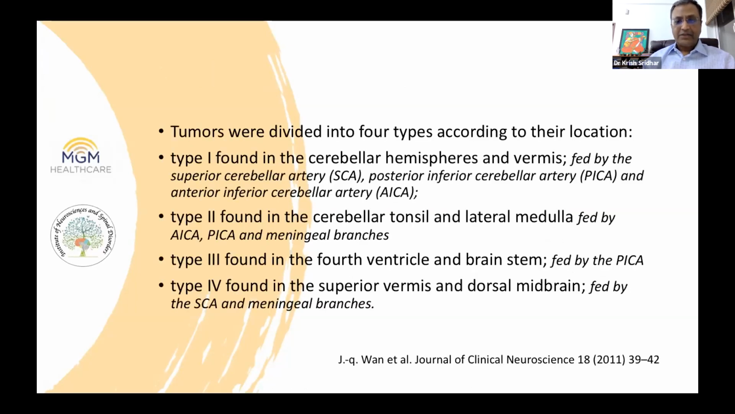Now, in 2011, Yan et al. from China divided the tumors into 4 types according to their location and their arterial supply. So type 1 was found in cerebellar hemispheres and the vermis, and this was found to be supplied by the superior cerebellar artery, PICA, and the AICA. The type 2 lesions were found in the tonsil and lateral medulla, fed by the AICA, PICA, and meningeal branches. Type 3 were found in the fourth ventricle and brainstem, fed by the PICA. And type 4 found in the superior vermis and dorsal midbrain, and these were fed by the superior cerebellar artery and meningeal branches.